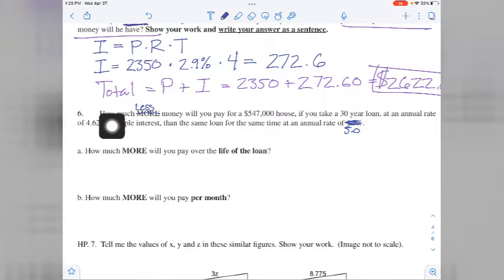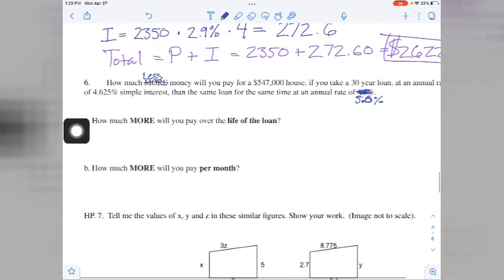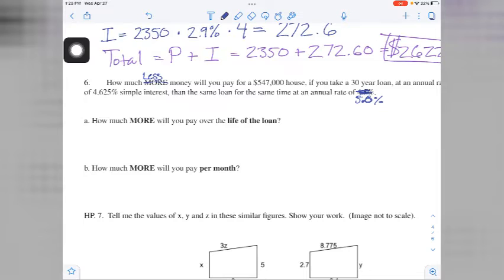How much less money will you pay for a house with a 4.625% simple interest than you will with a 5.0% simple interest if it's a $547,000 house on a 30-year loan? So the question is just how much more will this interest go up?